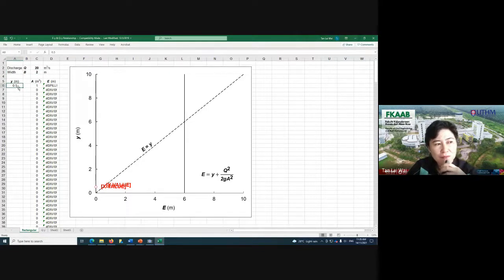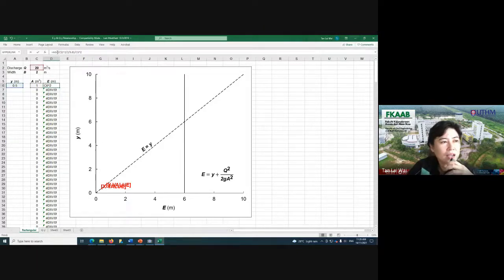If my depth of flow is 0.5 meter, of course my area would be B times Y. I'm going to have the flow area. If you look at this formula, my B is constant. That's why I have the dollar sign there. I fix it, times my Y, I'll get A, all right? Then my E would be, look at this formula here.